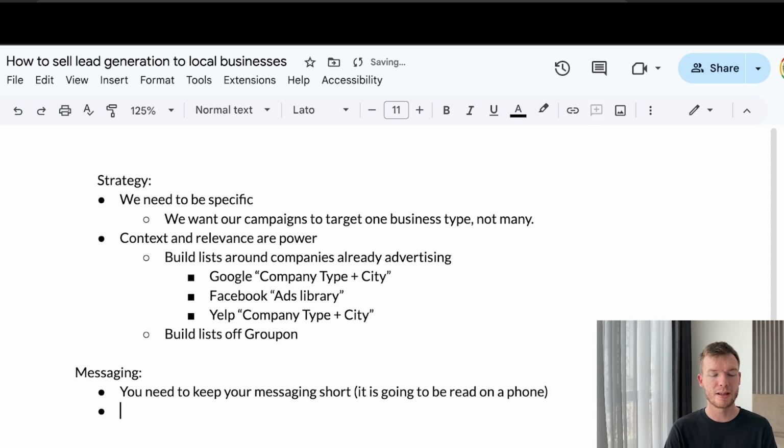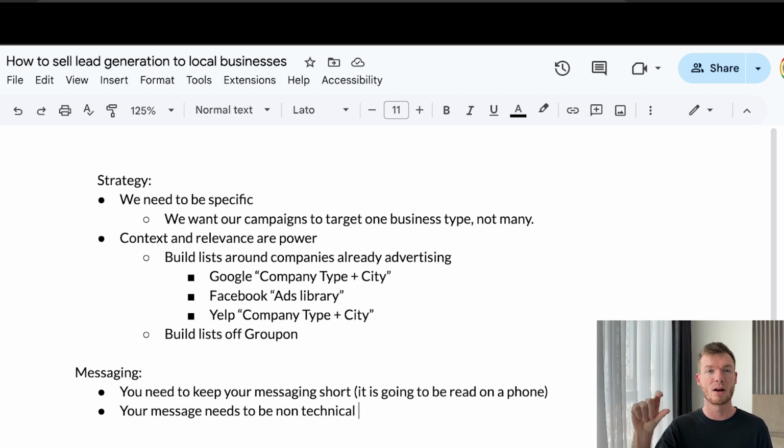Second is that your message needs to be non-technical. We don't want to tell them about our results and mention how iOS changes and you can use Hyros to track this. They do not care. We need to keep this in simple terms that are non-technical. They're not dumb, they're just not technical. They're not marketers. They are tradesmen or restaurateurs, whatever you want to call them, depending on who you're targeting. So your message needs to be non-technical. We don't say ROAS, we say return on ad spend. We say it in simple terms that are easy to understand and digest.